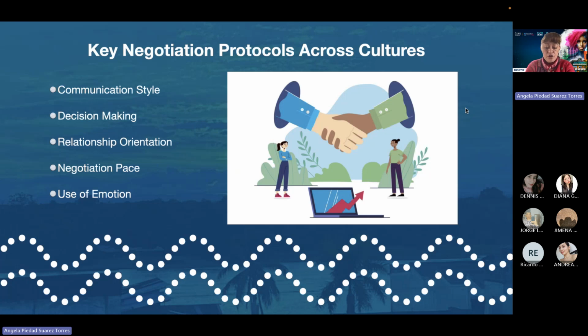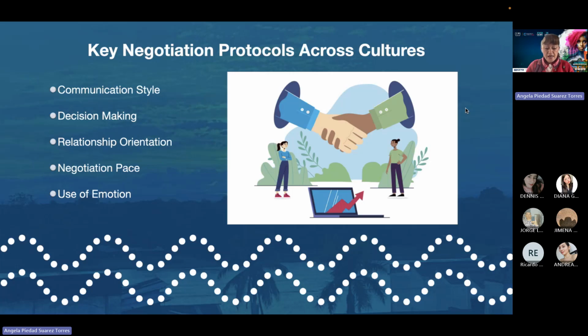Negotiation pace is fast closure versus prolonged discussions. I was saying that before. How important is it for us to go just through the process of negotiation because it's a culture that just focuses on the task, or how do we have to consider prolonged discussions because what we need is to build a relationship, a trust, and after we look for the business.